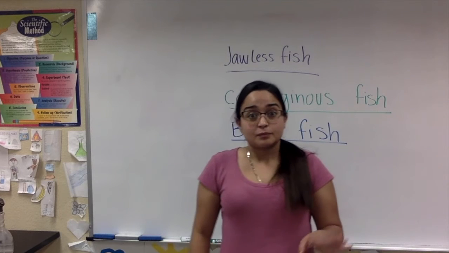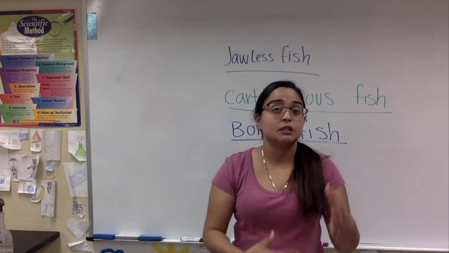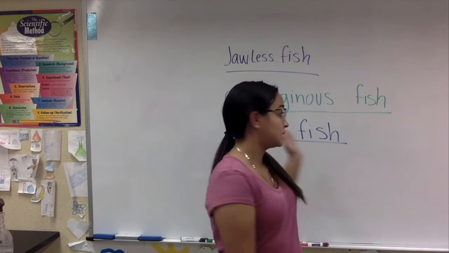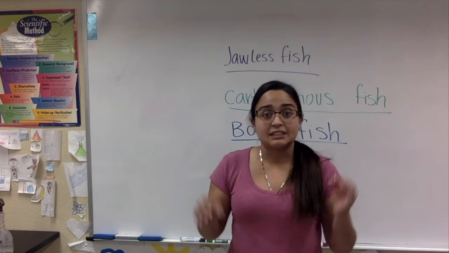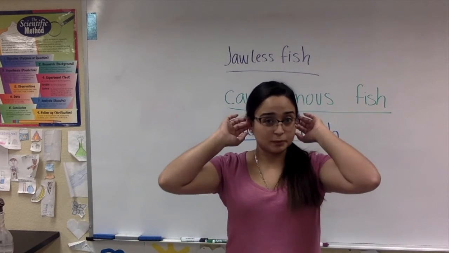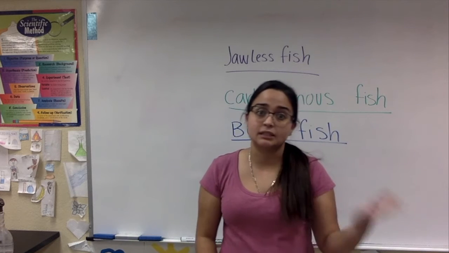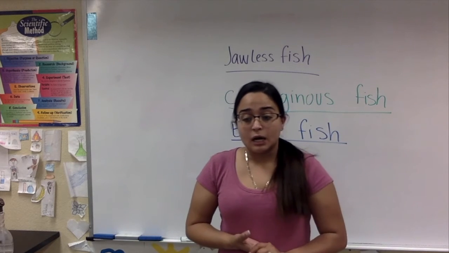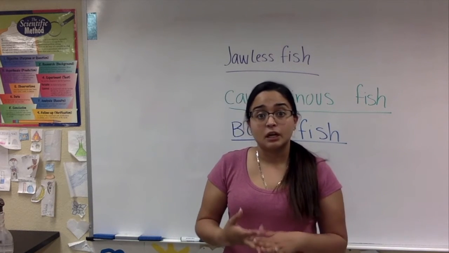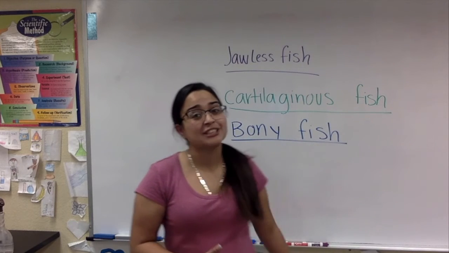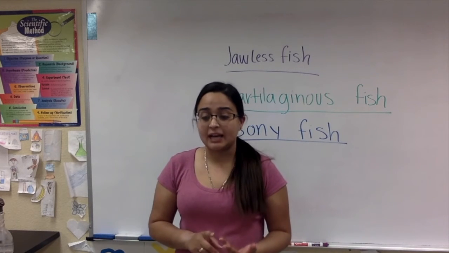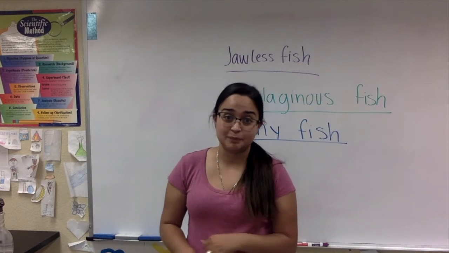So, these fish that fall under this category, their skeleton feels like that, super flexible. It's tough, but yet it's not hard like bone. 2 examples of cartilaginous fish are sharks and rays.